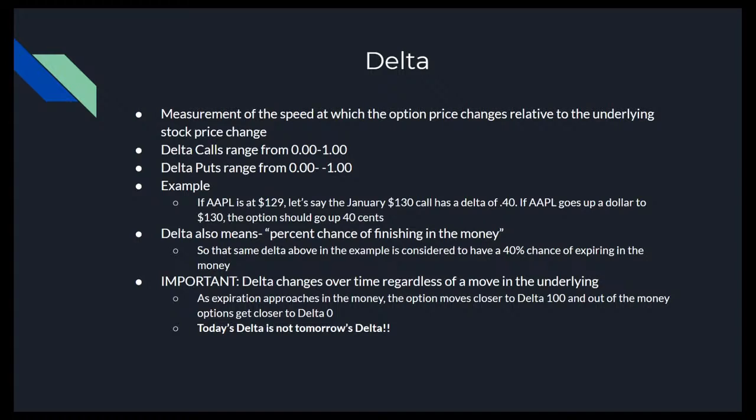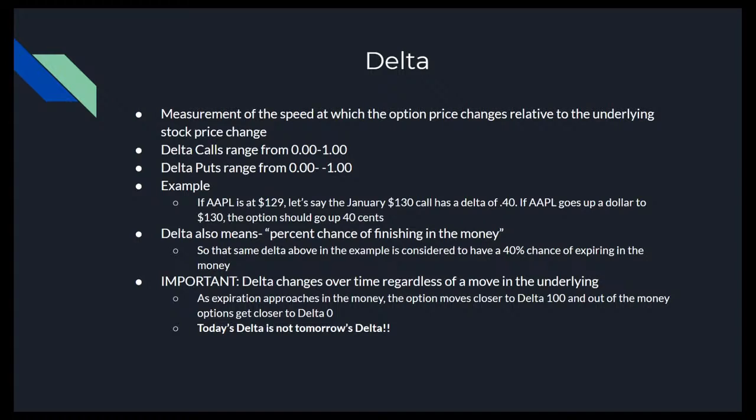So for example, for delta, if Apple is trading at $129, let's say the January 130 call has a delta of 0.40. So if Apple goes up $1 to 130, the option should go up 40 cents. Okay? So delta basically means the percent chance of finishing in the money as well. So that same delta above in the example is considered to have a 40% chance of expiring in the money.